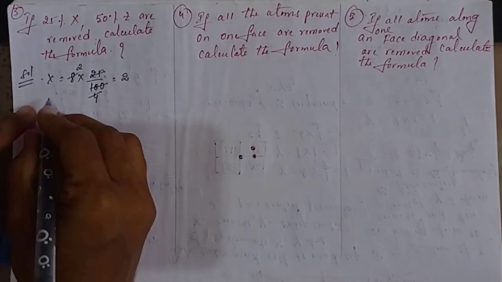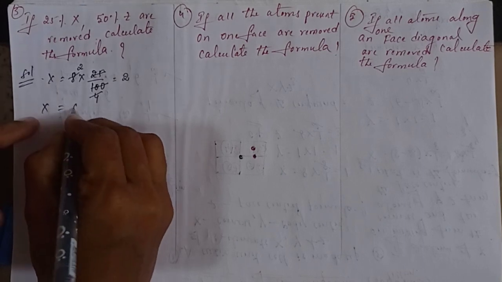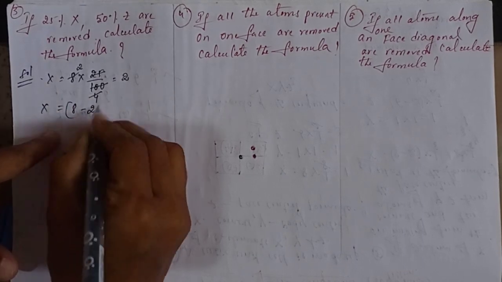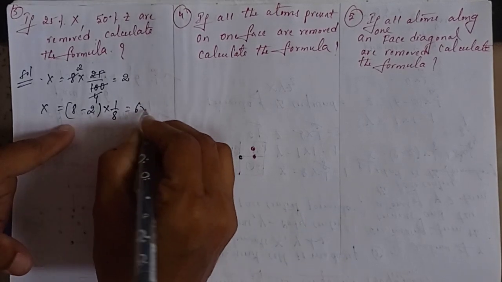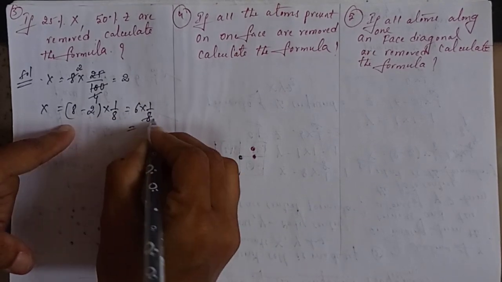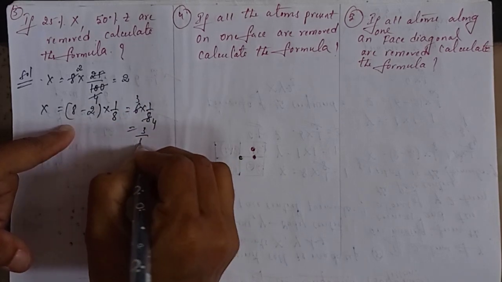So that's why we have to calculate total 8 corners. How many removed? 2 removed. So 6 remain. Each corner contribution is how much? 1 by 8. So then how much will you get? 6 into 1 by 8. 2 3s are 6, 2 4s are 8. So the answer is 3 by 4.